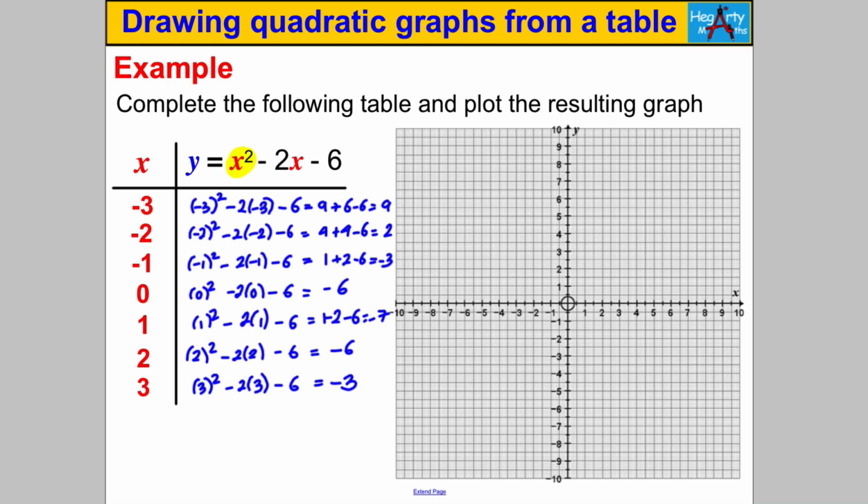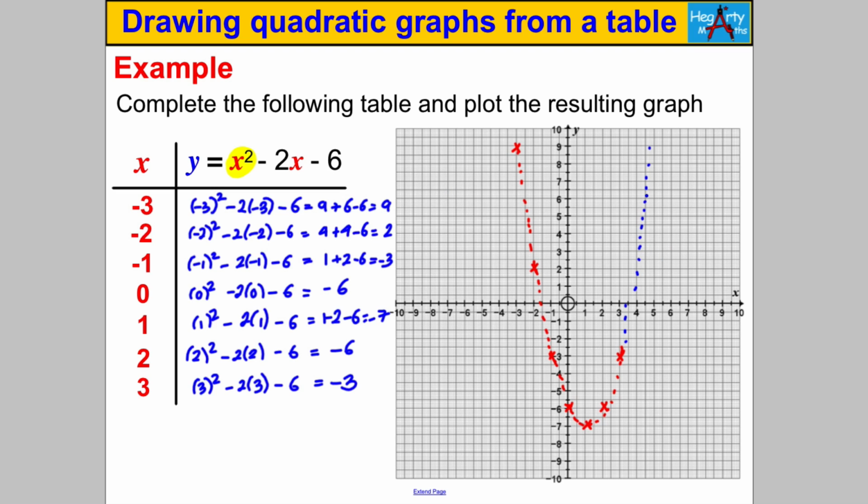Okay, now we're going to plot those values on the graph over here. And let's try and join the dots. Now, we don't have any more information to go up along here, but the graph will, if you plotted more points, go up like that, as follows.